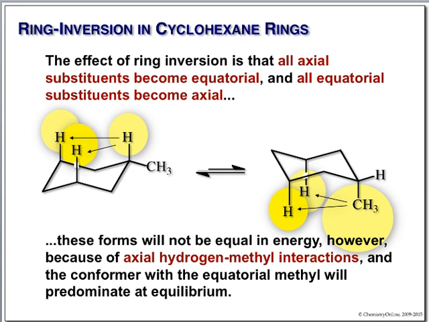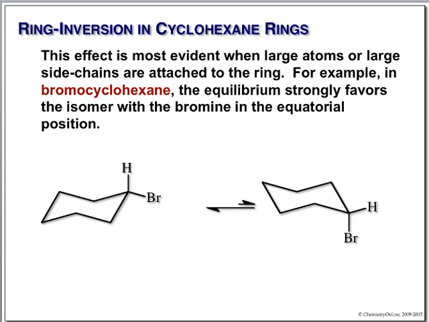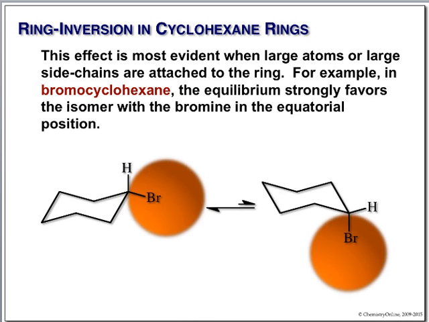As a rule of thumb, axial is going to be unstable, equatorial is more stable. Let's look at another example. Here is bromocyclohexane. Here I've done a ring inversion. It was equatorial, now it's axial, right? Bromine. Well, you thought a methyl group was big. Bromine is huge. If we put this huge thing equatorial, it fits. But if we put it axial, it would really, really interfere with our other axial hydrogens. Equatorial is always good. Axial is almost always bad.